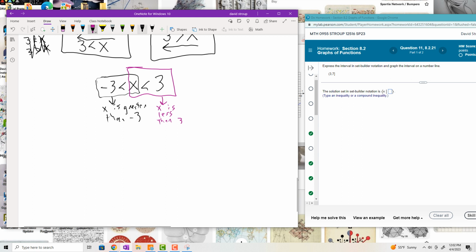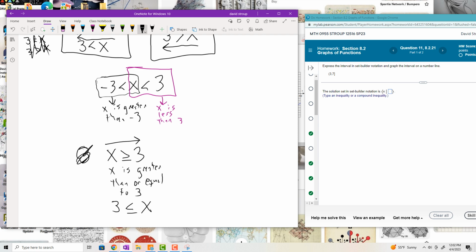Then on top of that, you can include these lines underneath the inequality symbols, and they mean "or equal to." So let's write x is greater than or equal to 3. And you could also write that as 3 less than or equal to x. If you read it in this direction, the inequality looks like a greater than or equal to sign. If you read it in this direction, it's still greater than or equal to. And then likewise, x less than or equal to 3.